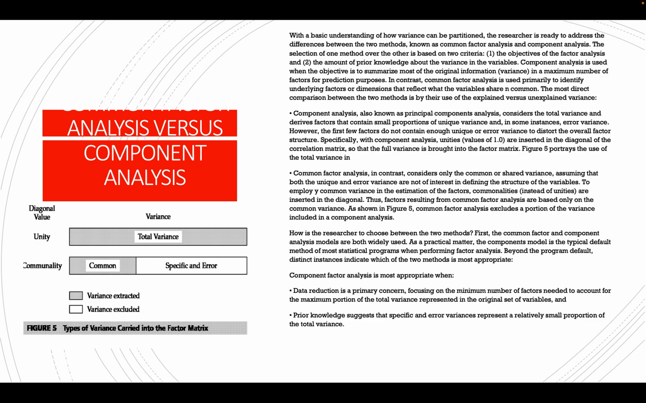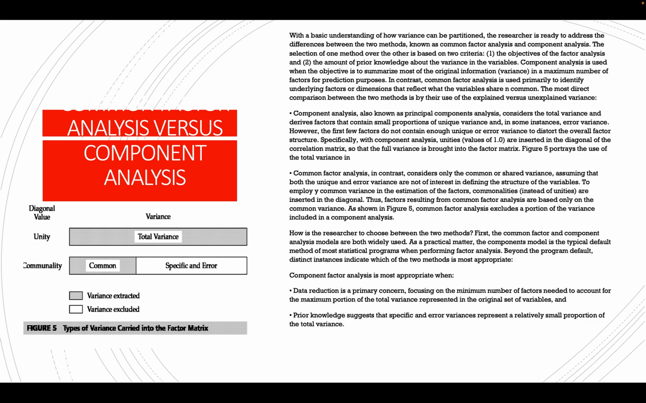Component analysis, also known as principal components analysis, considers the total variance and derives factors that contain small proportions of unique variance and in some instances error variance. However, the first few factors do not contain enough unique or error variance to distort the overall factor structure. Specifically, with component analysis, unity values of 1.0 are inserted in the diagonal of the correlation matrix so that the full variance is brought into the factor matrix.